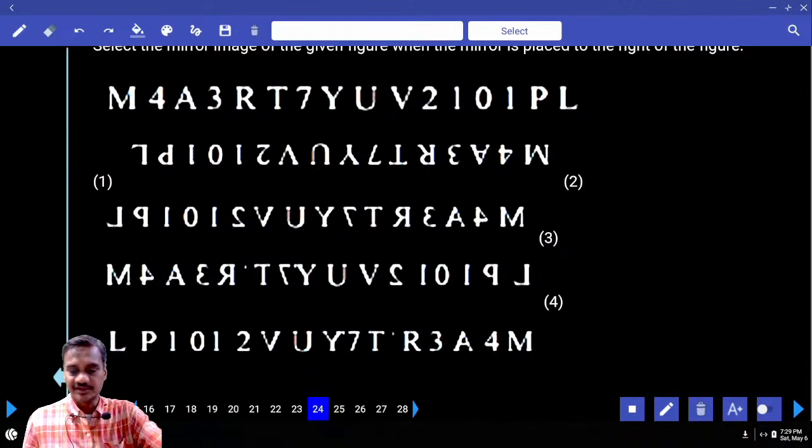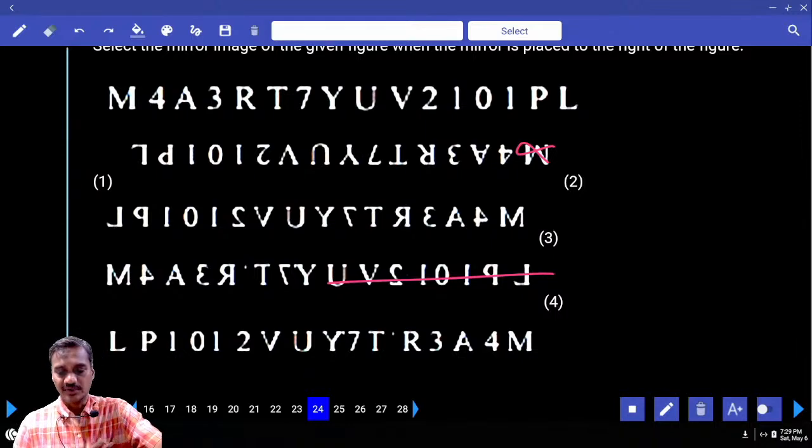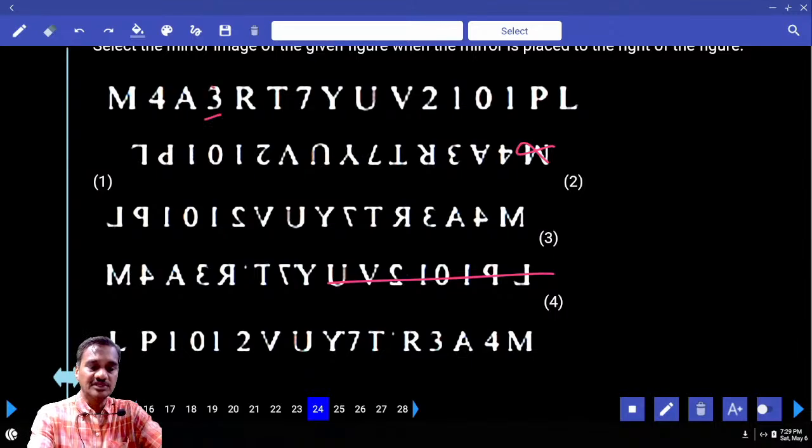Then the 24th one, you need to find out the mirror placed to the right of the figure. Right of the figure means M cannot be like this, isn't it? M is like this, this cannot be 2 and 4. Now M 4A 3. If you observe here, 3 is from left to right. Here it must be right to left, and this is the correct figure. Does that fit? Here a regular 3 came. How should the mirror image be? This is the right figure. Choice 2, question number 24.